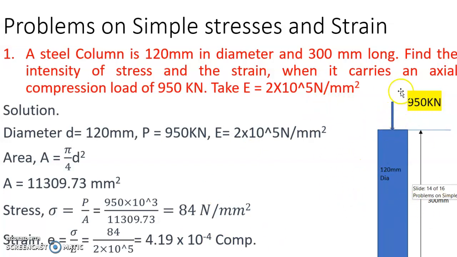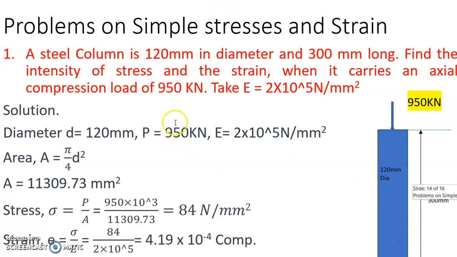Axial load means the load is on the axis of that particular body, particular cylinder or whatever the given example. Where the CG of that body is lying, the axis is passing, and the load is also passing through the same axis of that body. So it is an axial load, means it's a centric load. If it is deviated from the axis, it becomes eccentric load. Okay, so this is the axial load. So how much is the axial load? 950 kilonewton. Now load is given, diameter of the steel column is given, length is also given.